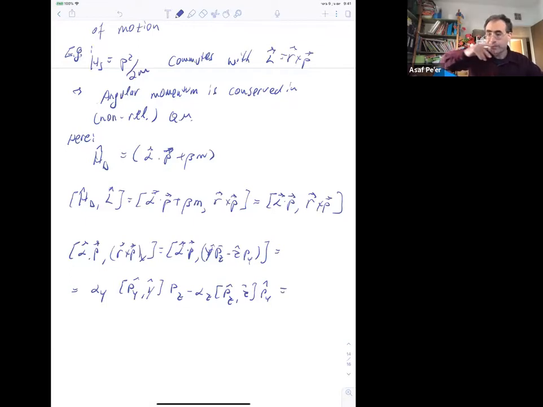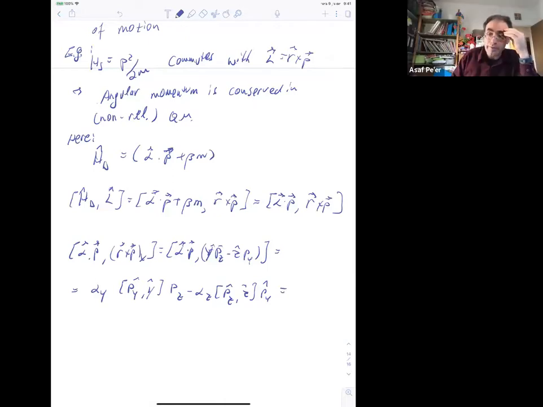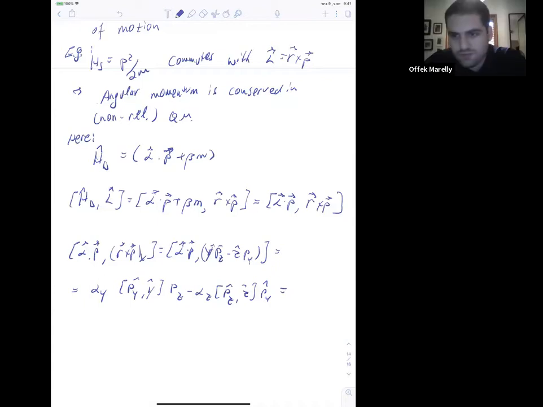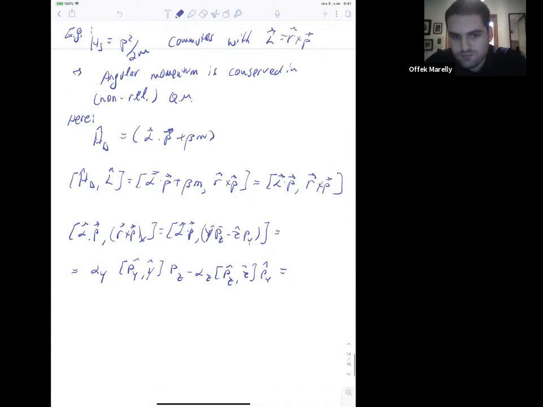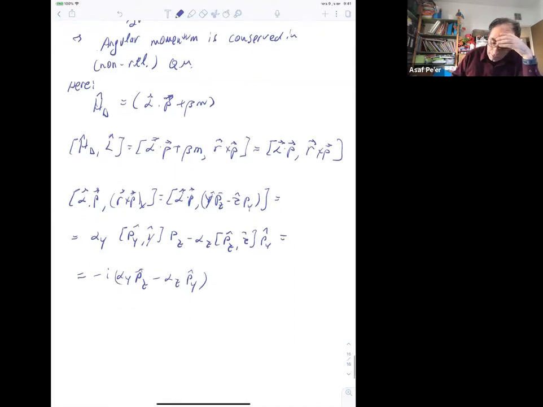What is Y and Py? The Py operator is the i derivative of Y. Y and Py don't commute, right? They're minus i. So we have a minus i alpha Y Pz, minus i, so I have a minus alpha Z Py. So this is just minus i alpha cross P x.